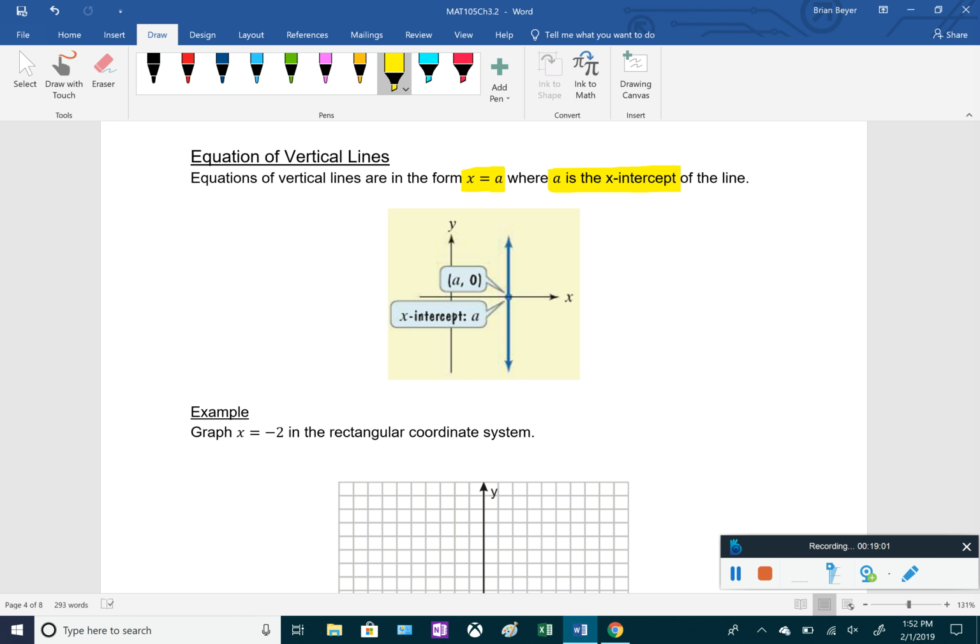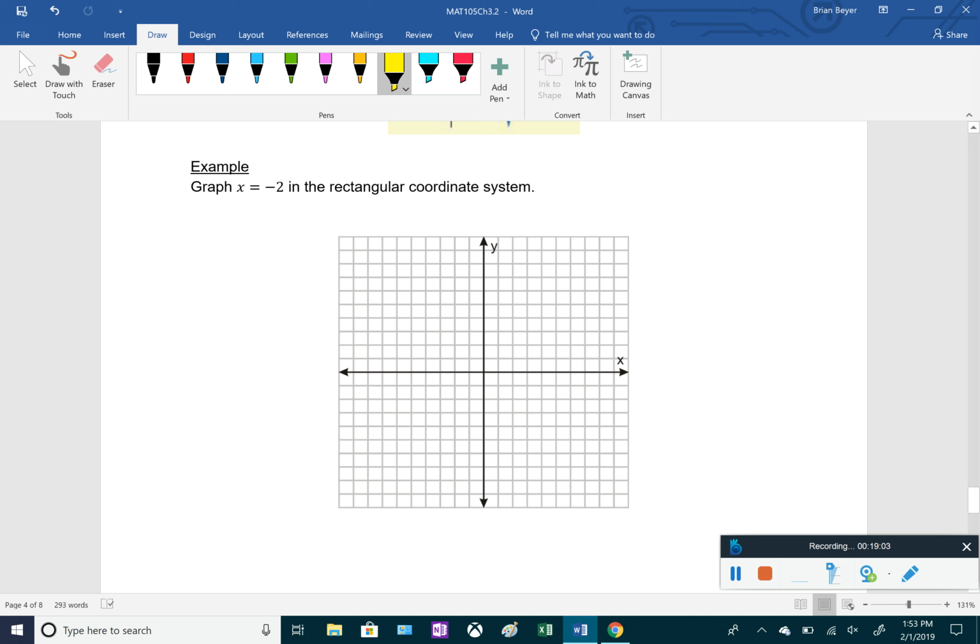So let's graph x equals negative 2. So x equals negative 2, we recognize it's x equals a number. So that's going to be our x-intercept. So here's negative 2 right here. And we just draw a vertical line, arrows on the end, label, and we're done. So these ones are the easiest kinds of lines to draw.